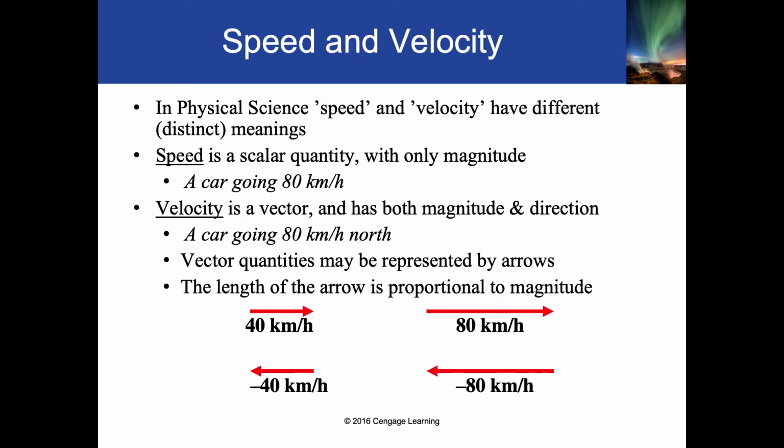They can also go backwards too. Minus 40 kilometers per hour goes backwards, minus 80, and also notice again that the arrow size is twice the size of the minus 40, right? So when we draw vectors, we draw them so that they are proportional to the magnitude that we're trying to represent.